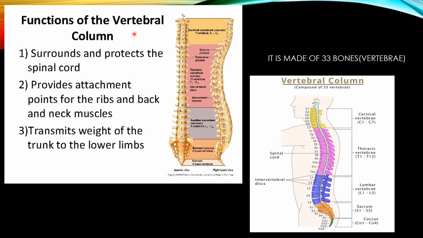Coming to the functions of the vertebral column, what are the functions? First, it surrounds, supports and protects the spinal cord inside it. It gives attachment points for the ribs and the back and neck muscles. It transmits the weight of the trunk to the lower limb. It is also transmitting the weight of the body to the lower limb.